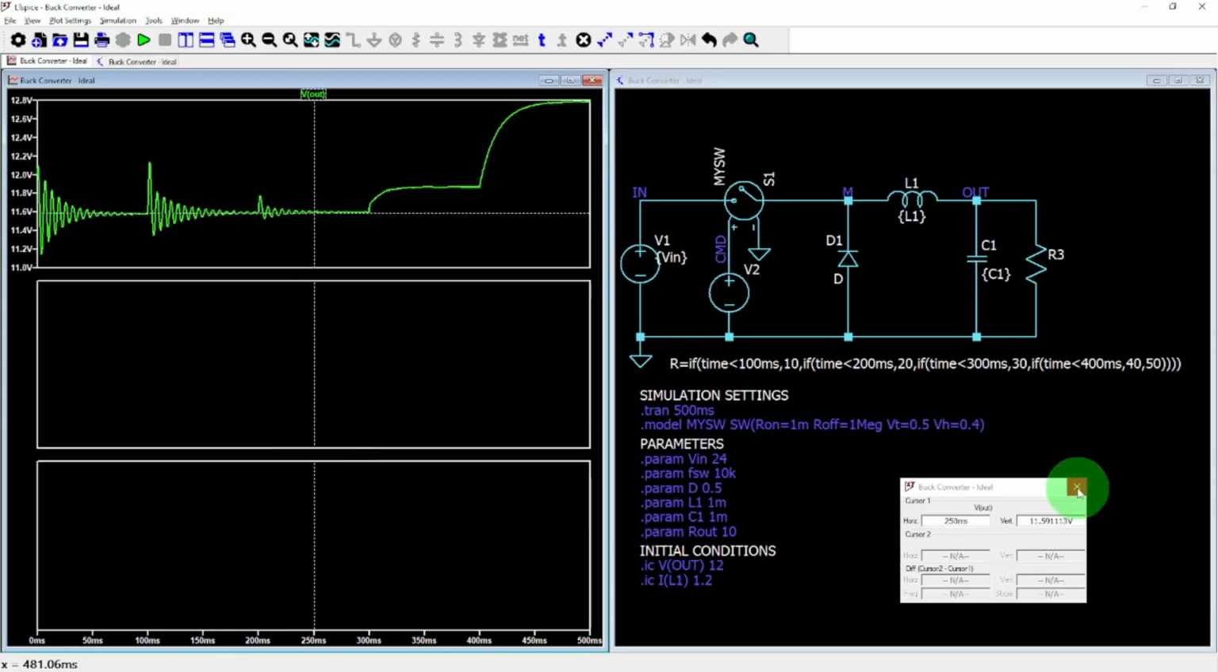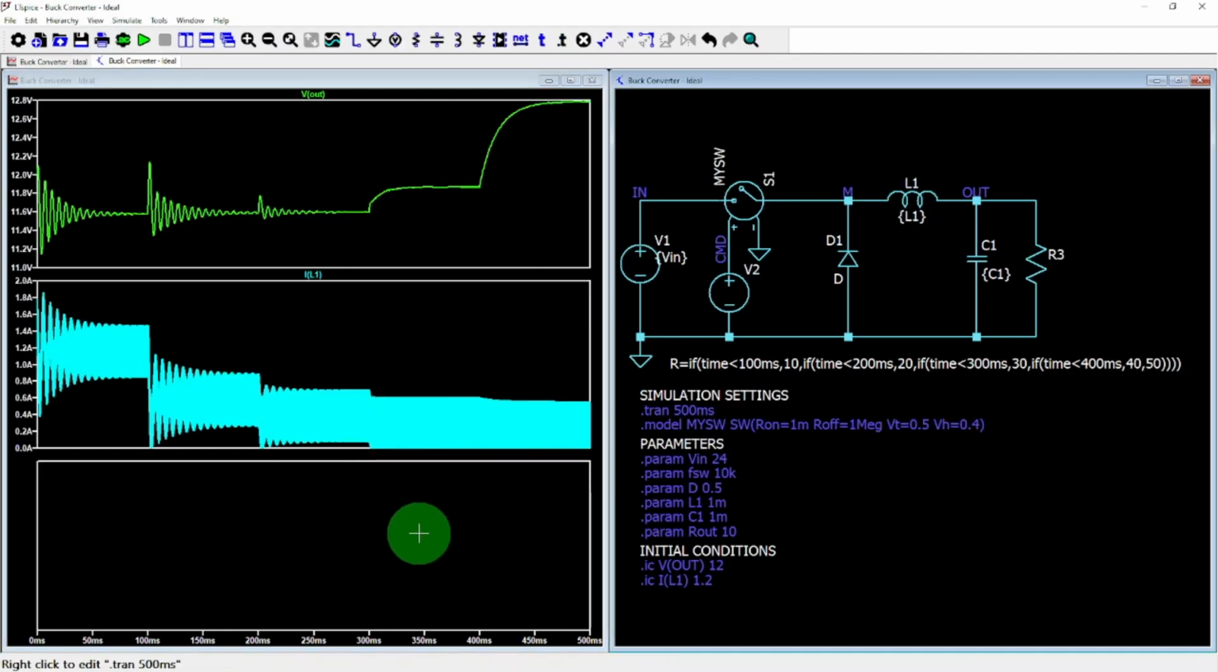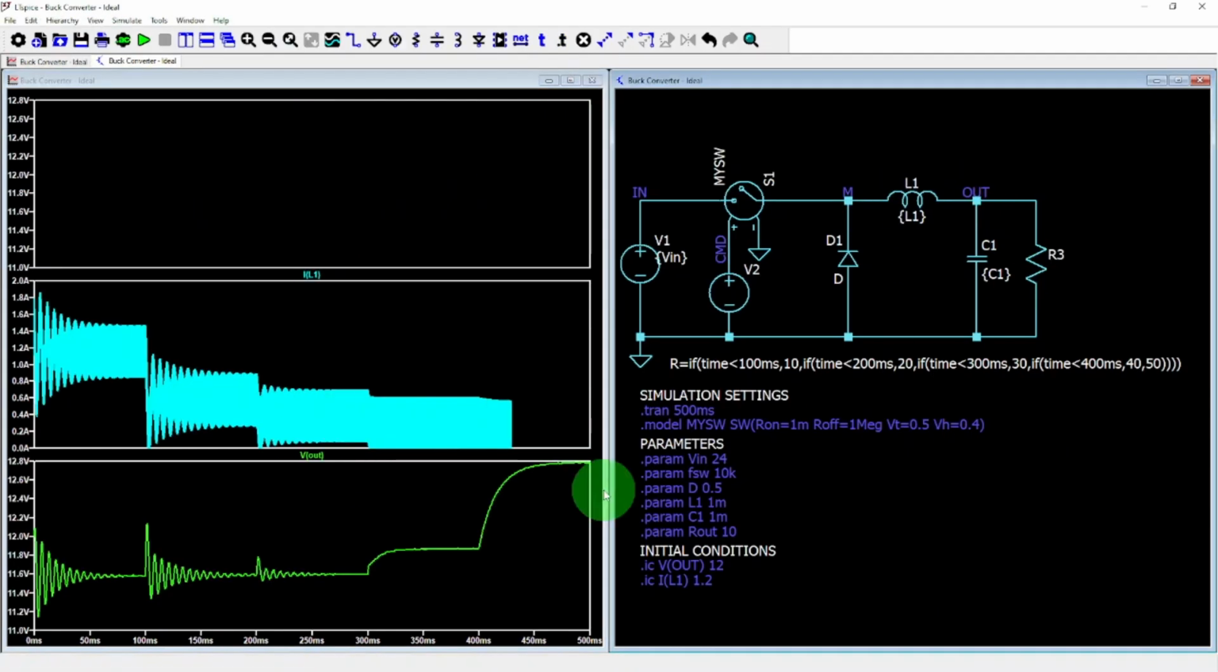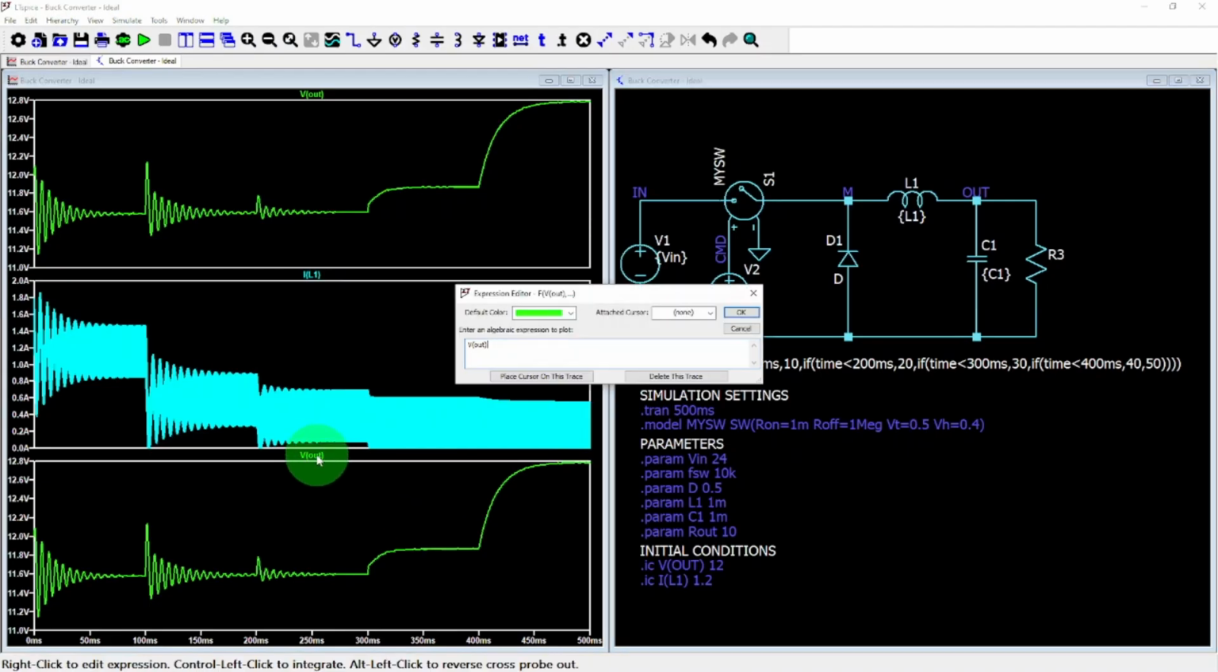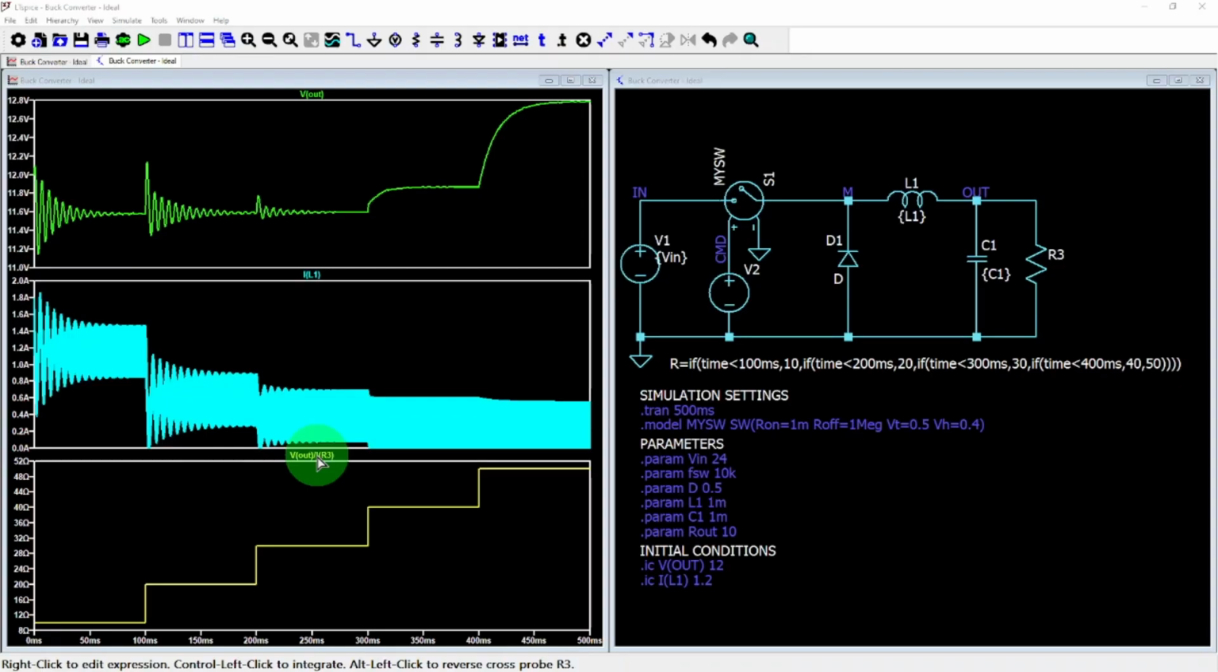To plot the output resistance in LTspice, we can edit the output voltage trace and divide it by the output current. The output resistance plot shows clear increments of 10 ohms every 100 milliseconds.